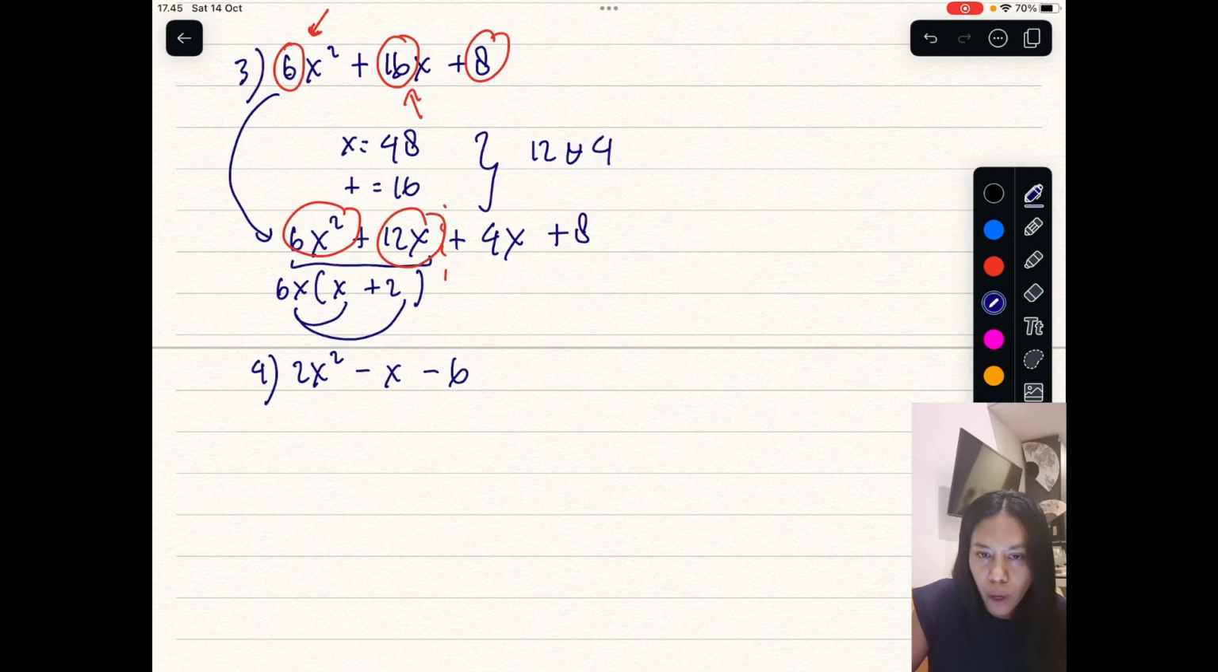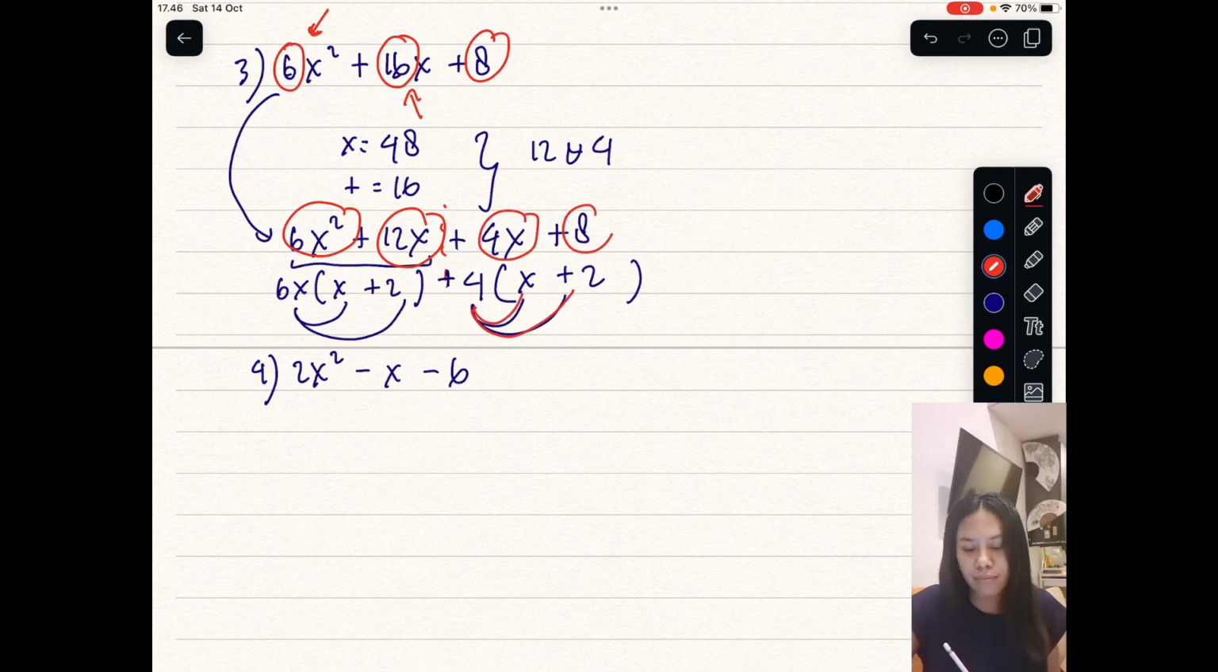So let's have a look at 4x plus 8. Let's find the highest common factor of 4x plus 8. The highest common factor is 4. So plus 4, because the 4 is positive. So 4 out you go, and what's inside the bracket? 4 times what equals 4x is times x. 4 times what equals 8 is a positive 2. Okay, so 4 times x is 4x. 4 times 2 is 8.